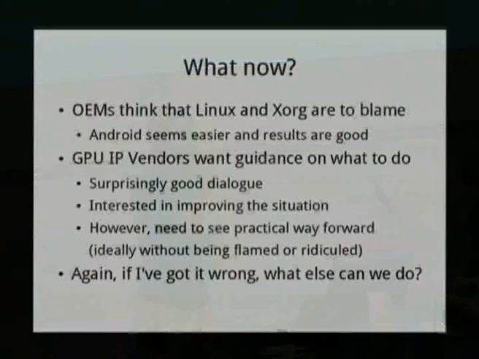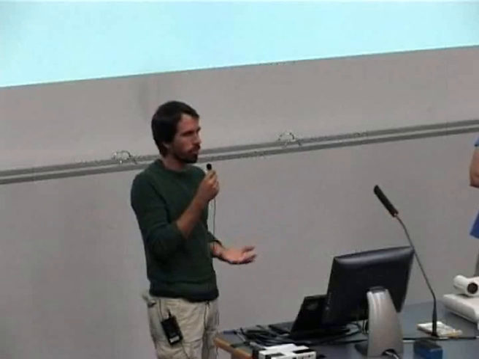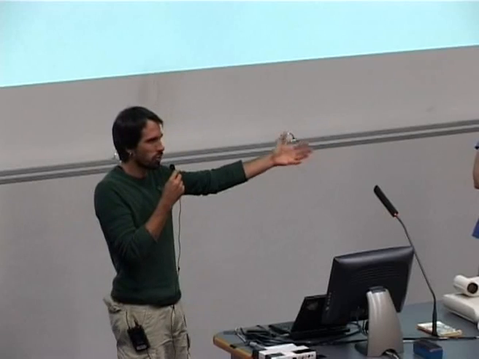So anyway, when I go and talk to an OEM like Chrome OS, I have a conversation there, they say that Linux and Xorg are really what the problem are. I go and I talk to my friends over in the Android building, and it seems to be much easier. The results are really good. It performs well. And so I think that's something. One thing which is a dangerous outcome of this is that the OEMs suddenly think that this is sort of a very upside down way of looking at this.